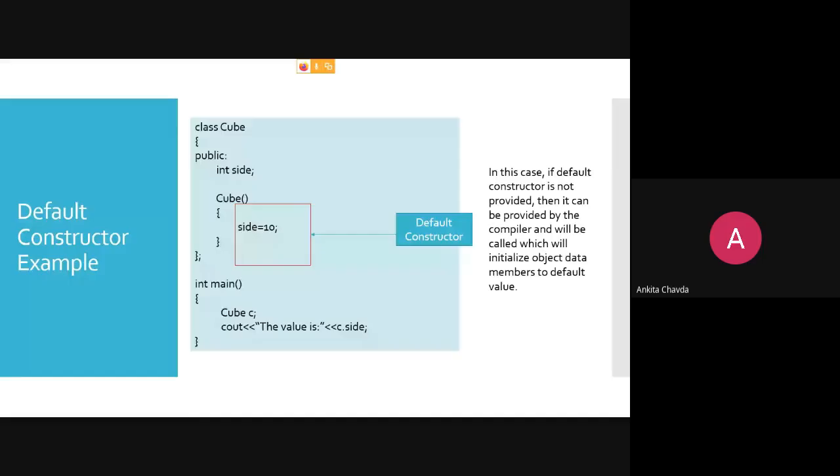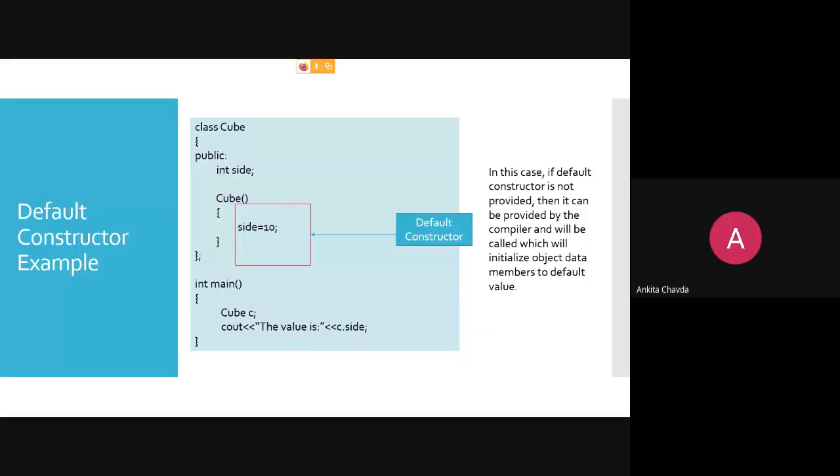like Cube C? How is the integer side getting physical memory automatically? Whenever your constructor is called, whenever your object is created, the new keyword is associated with it. So dynamically it will generate the memory for this integer side, and now you are assigning some initialized value like side equals 10 to this particular integer side. So if I have three objects C1, C2, C3, respectively they all three have the same value 10, 10, 10. Getting this?